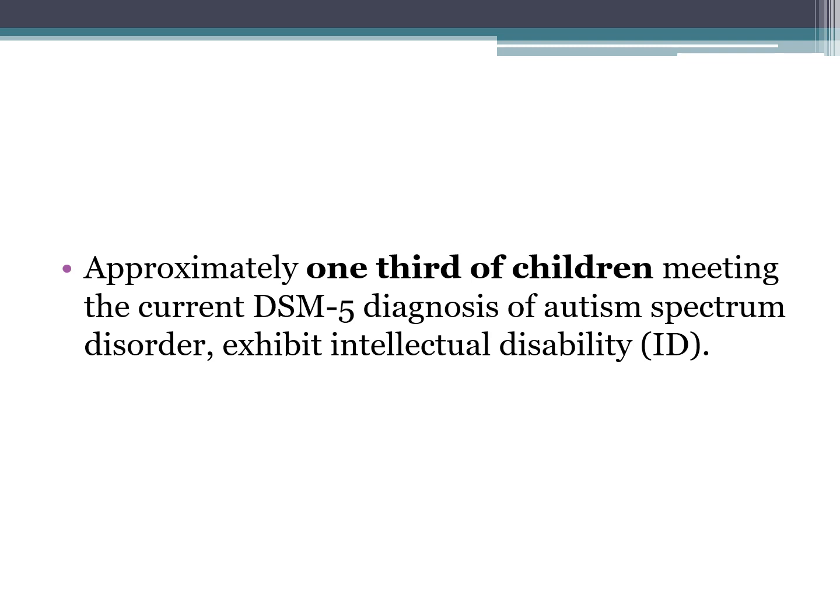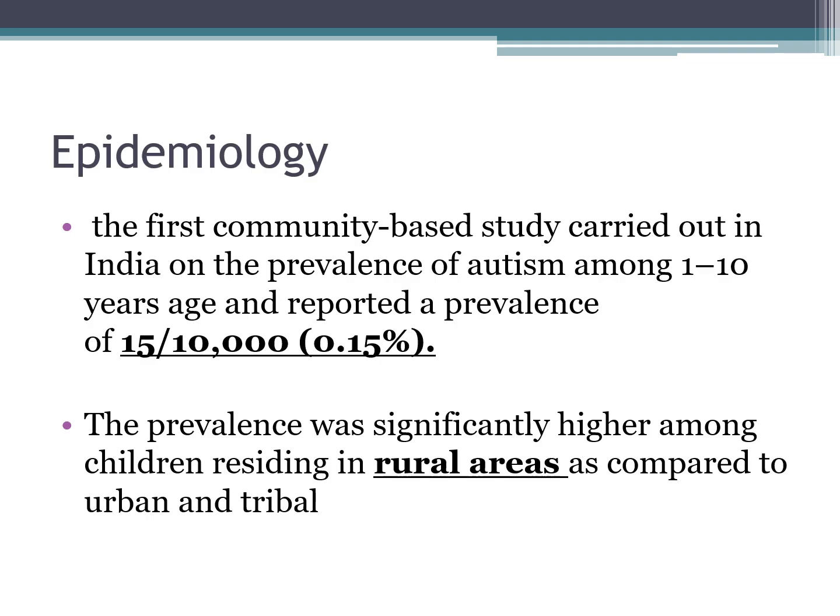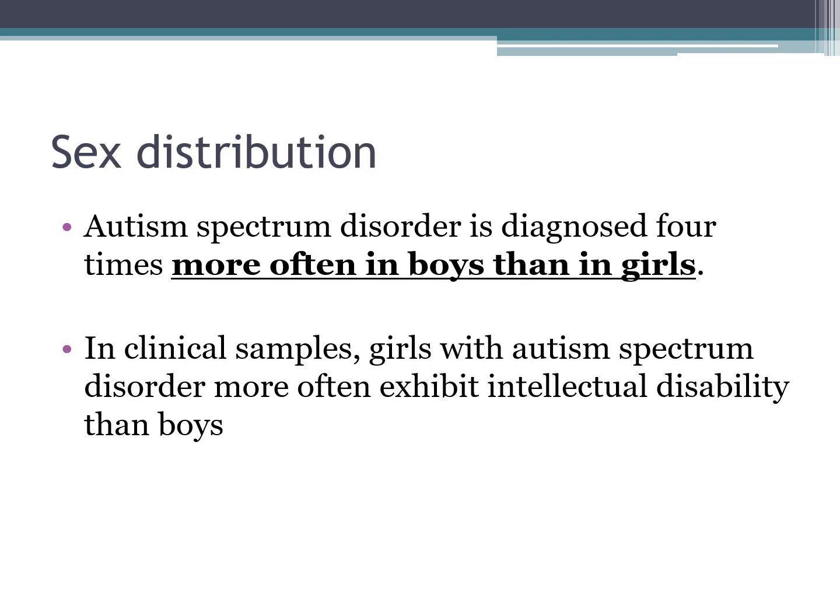Approximately one third of the children who have been diagnosed with ASD also have a condition like intellectual disability. When it comes to epidemiology, it has been noted that 0.15% of children are diagnosed with autism spectrum disorder in the age range of 1 to 10 years. Interestingly, this diagnosis is found to be higher among children residing in rural areas, but more research is required to know the reason for this. When it comes to sex distribution, the prevalence is higher in boys than in girls. But girls who have autism spectrum disorder more often exhibit intellectual disability as well, when compared to boys.